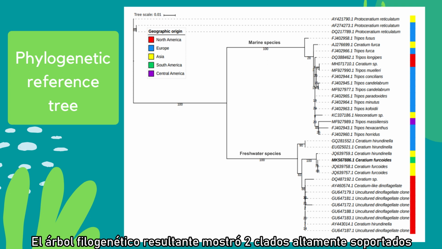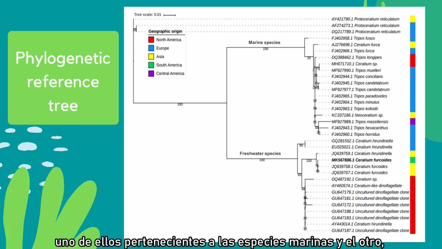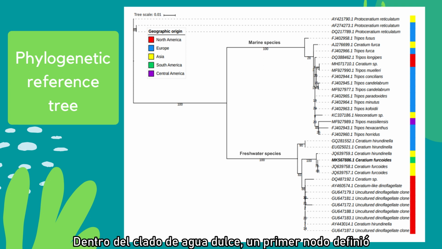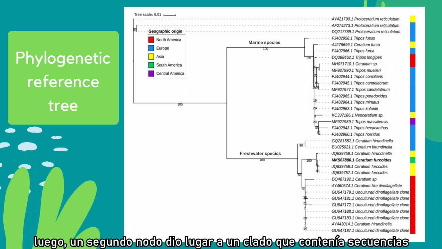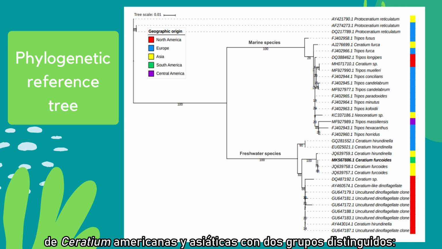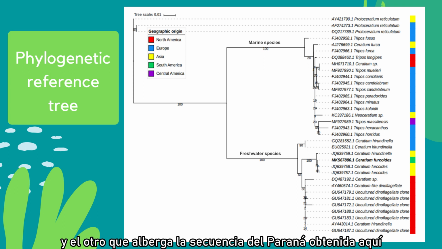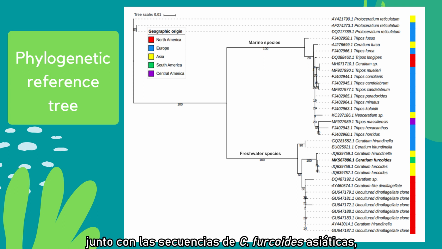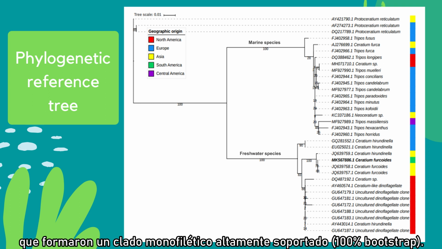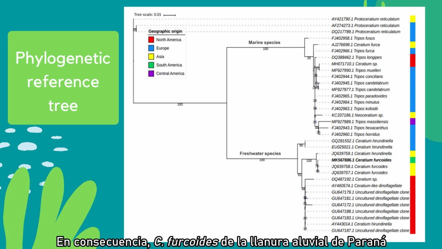The resulting phylogenetic tree showed 2 highly supported clades, one of them belonging to marine species and the other to freshwater species. Within the freshwater clade, a first node defined a European clade containing Ceratium hirundinella, then a second node gave rise to the clade containing American and Asian Ceratium sequences with 2 distinguished groups. One including uncultured Ceratium-like sequences from North America, and the other harboring the Paraná sequence obtained here together with ancient Ceratium furcoides, which formed a highly supported monophyletic clade, 100% bootstrap value.